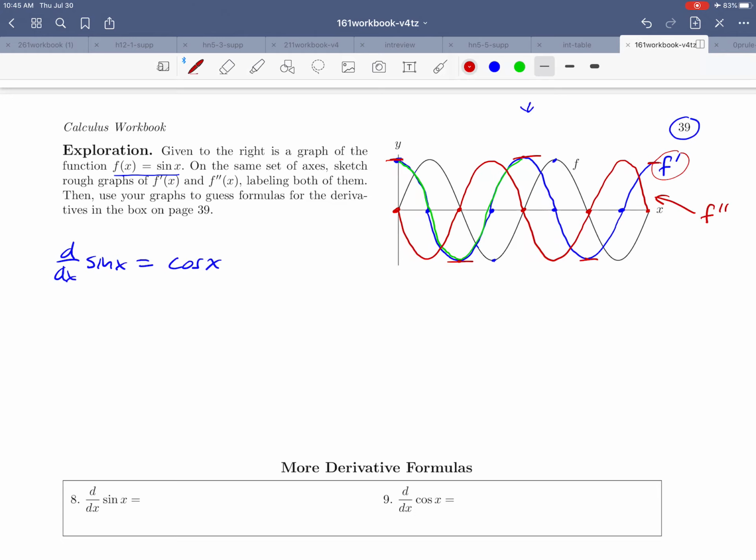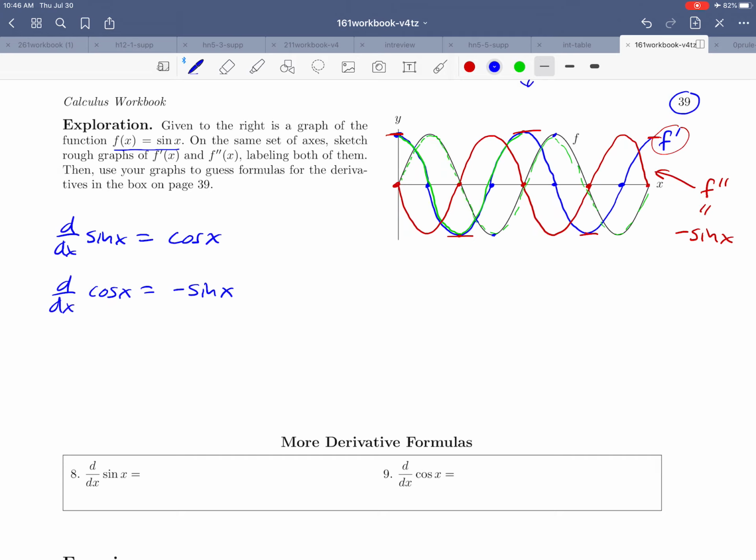And same question to you. Do you recognize the graph that we're looking at? What does the red graph look like? Well, notice that it's the exact flip of the graph that we started with, sine of x. If you trace out sine of x, notice that the red graph is just the reflection of that graph through the y-axis. In other words, f double prime is actually equal to negative sine of x. So what we've just figured out is that if you take the derivative of the blue graph, which is cosine of x, you get negative sine of x, just the reflection of the graph that you started with.